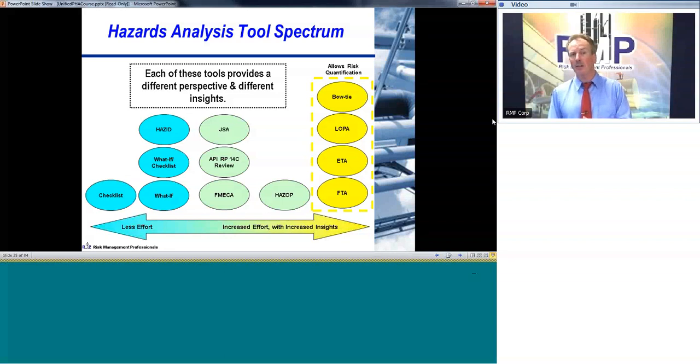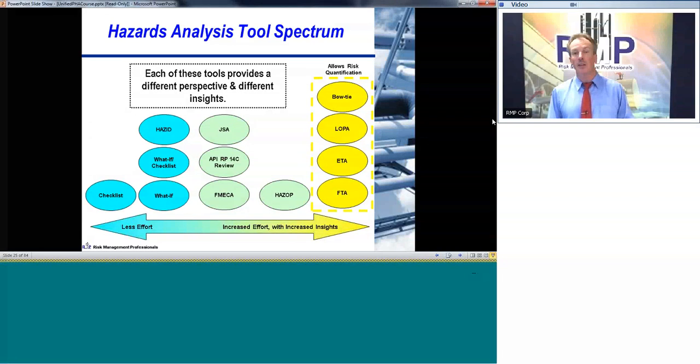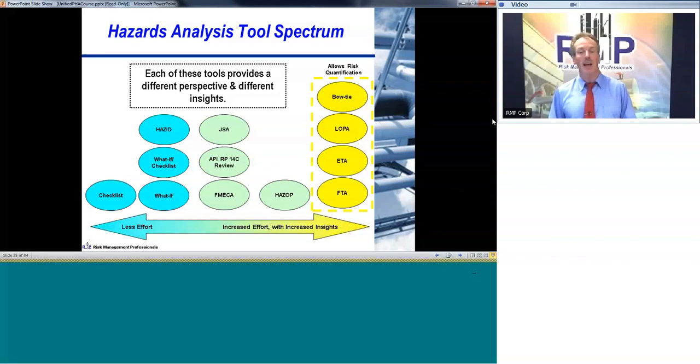At the very complex end, very powerful tools that give you more insights but allow for risk quantification are fault tree analysis, event tree analysis, layer of protection analysis, and bow tie. These are tools that allow you to quantify hazards and make decisions on equipment reliability if need be. In the middle, in green, and it's not coincidental that they're in green, are the more commonly used techniques for offshore facilities. Job safety analysis, a 14C review, failure modes and effects analysis, and one of the powerhouses or most powerful tools in terms of bang for the buck, if used properly, is a hazard operability study.